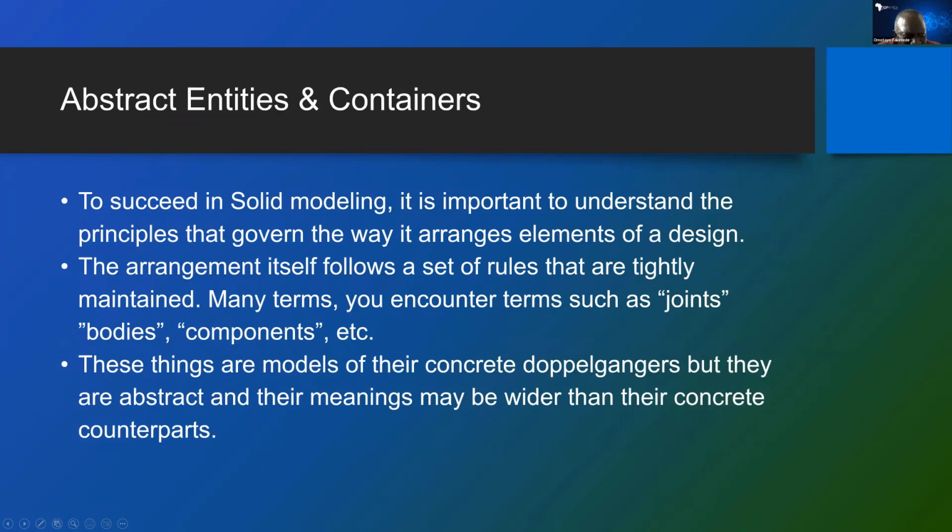In order to do this, there are abstract entities and containers that you need to take care of, because Fusion 360, just like a standard 3D solid modeling package, is organized around some abstract entities which we call containers. To succeed in solid modeling, it is important to understand the principles that govern the way 3D solid modeling arranges elements of a design.